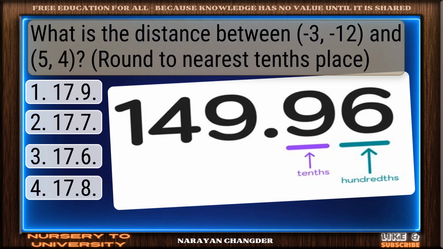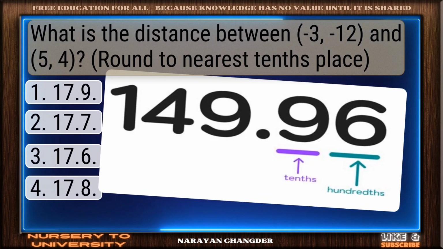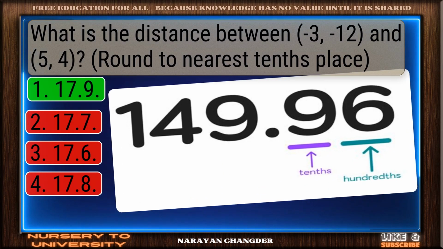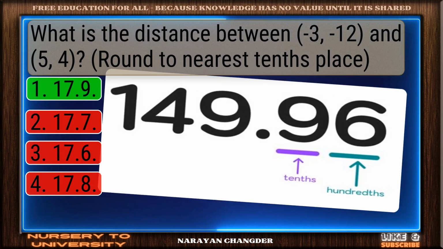Question number 53. What is the distance between and? Right again. 79 is a valid answer.